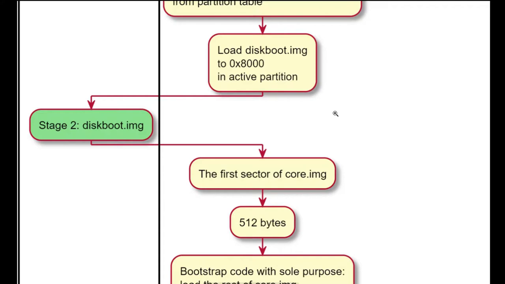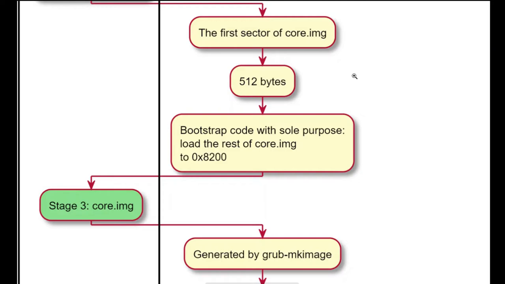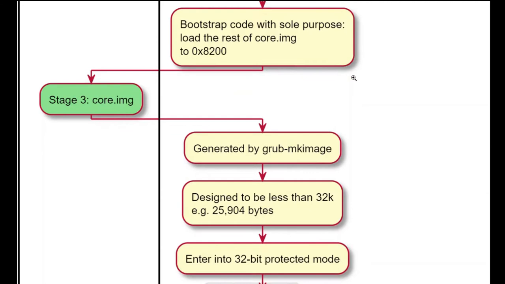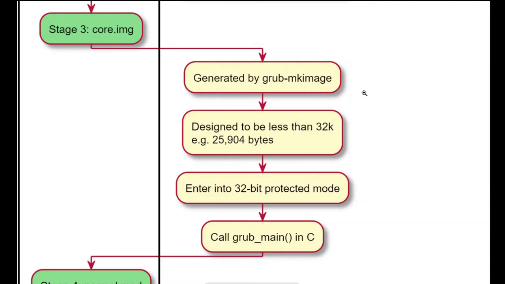Disk boot image is not a separate file, but the first section of core image. It contains 512 bytes of bootstrap code with the sole purpose of loading the rest of core image into memory from hex 8200. When the whole core image is in memory, the GRUB boot process enters stage 3. Core image is built dynamically from the kernel image, including the disk boot image mentioned in stage 2, and an arbitrary list of modules by the grub-mkimage program.